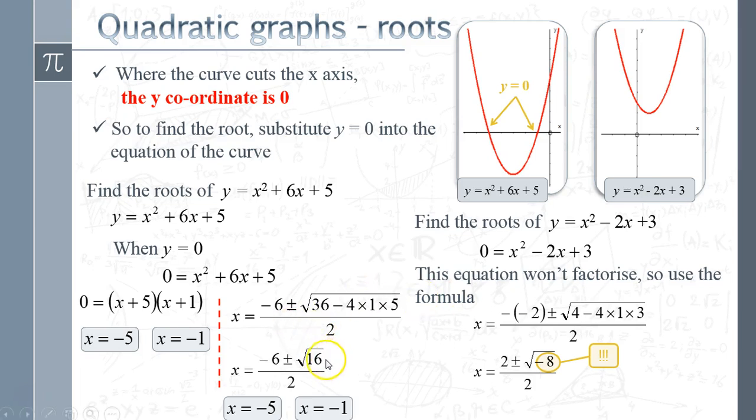You'll notice this is why I did it over here. We've got a positive number under the square root. So from here, that's going to be 4. So we're going to have minus 6 plus 4, or minus 6 minus 4, over 2, which generates our two solutions. Here, because we've got a minus under there, we're not going to get any solutions at all. There are no values of x that will solve the equation. So, no solution, therefore no roots.